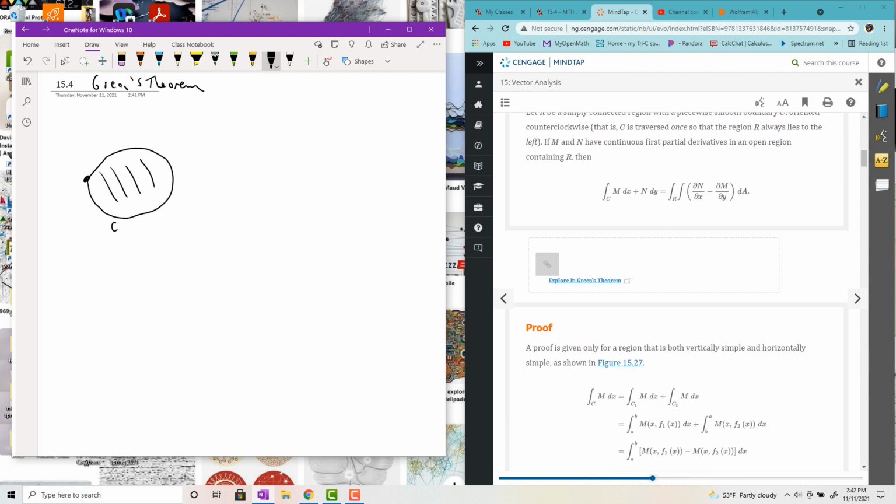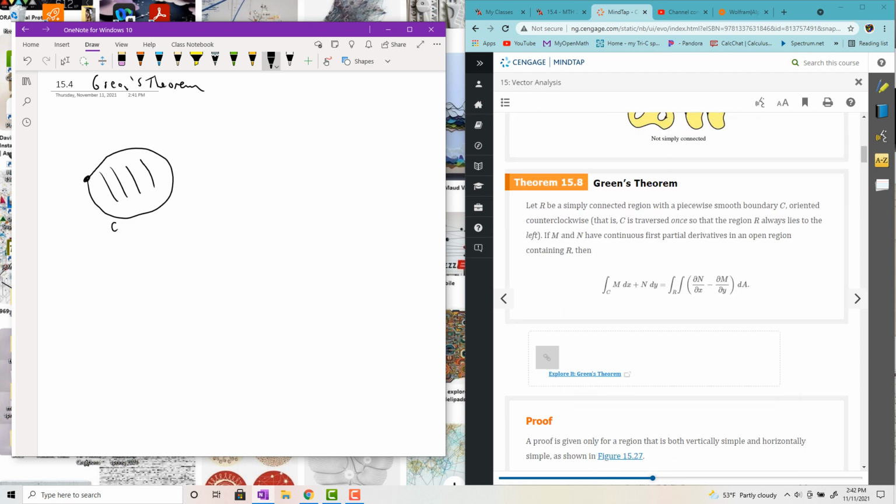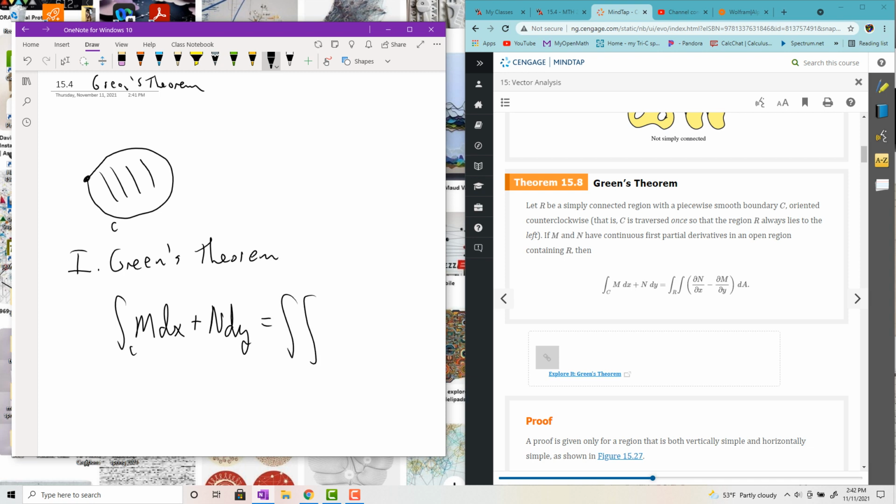Okay, so in particular, we have theorem 15.8. Given some nice conditions that hold, we'll have that the line integral of a vector field F on the curve C, here given in differential form, is equal to the double integral of this difference between these mixed partials.